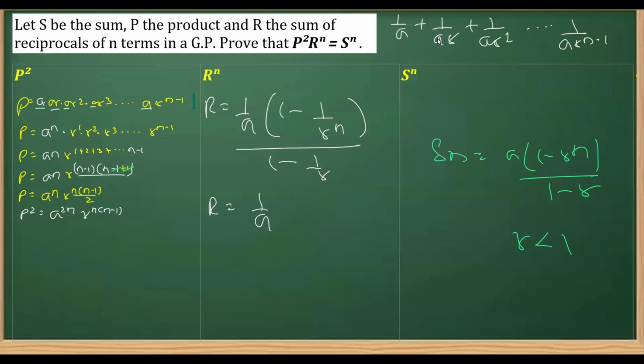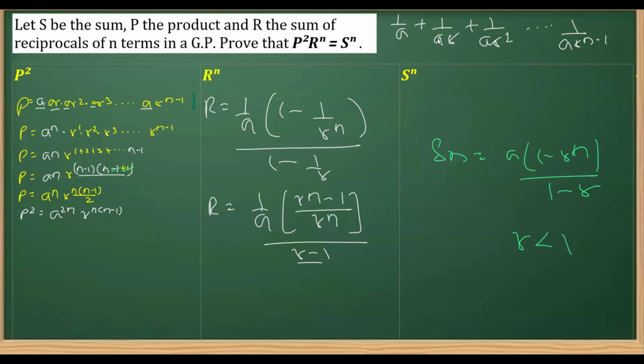Let this be 1 by a. If I take LCM over here, it's going to be r raised to the power n minus 1 over r raised to the power n. And this side, what are we getting? We are getting r minus 1 over r. So let me show you first. This is what we are getting.